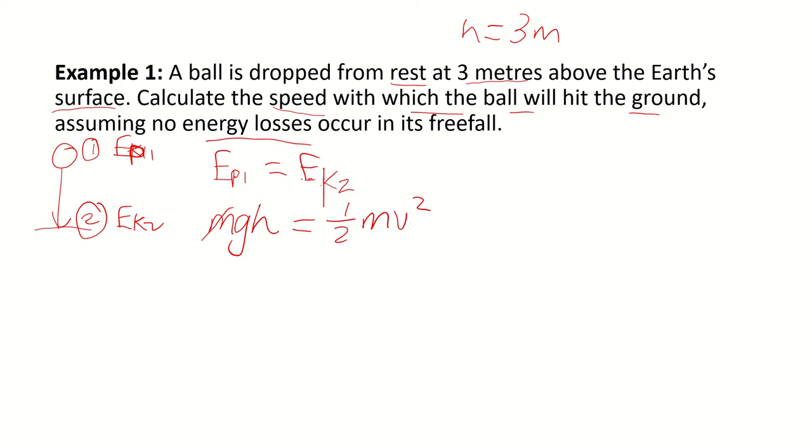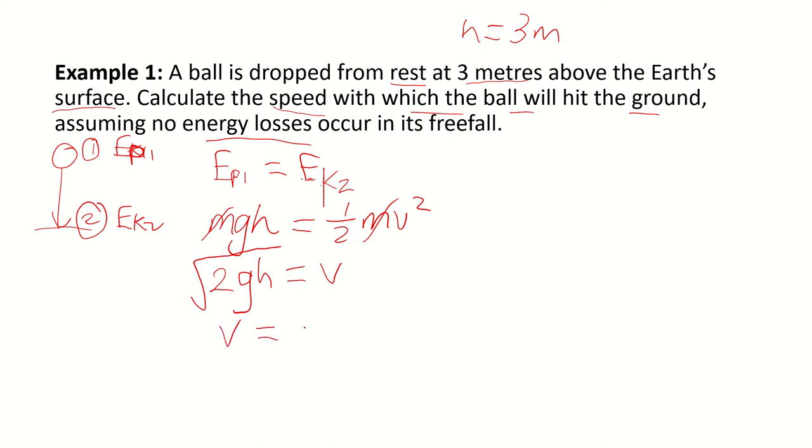Well, we can simply cancel them out. And then we want to rearrange this equation for speed, because we want to find speed. So to get rid of the half, we need to times both sides by 2. So we'll get 2gh equals v squared. And then to get rid of the square symbol, we need to do the opposite of squaring something, which is square rooting. So the speed is equal to the square root of 2 times the acceleration due to gravity times the height.